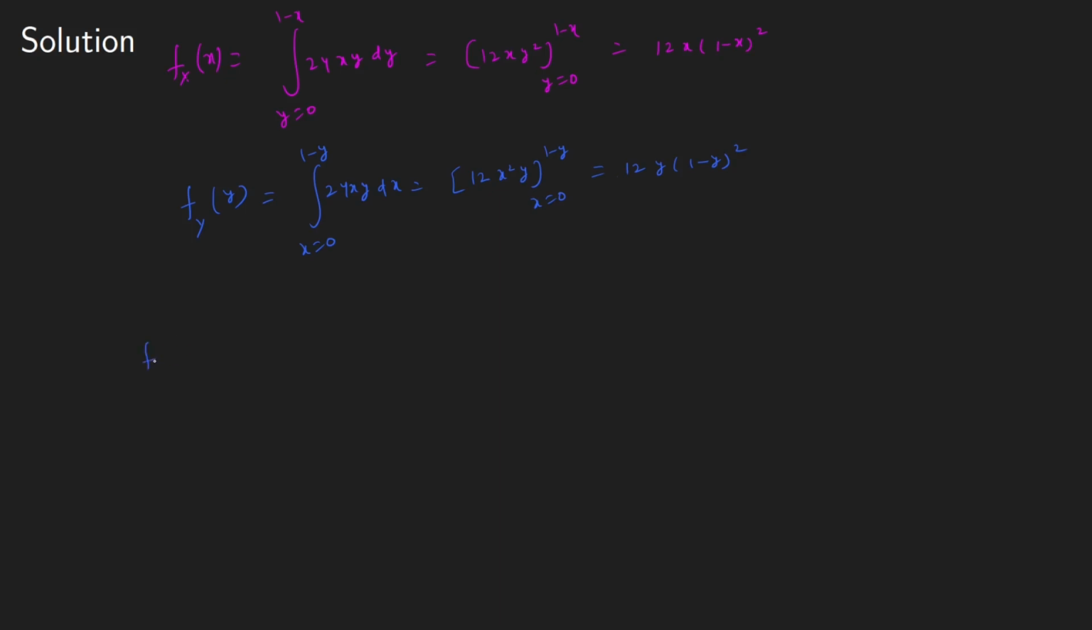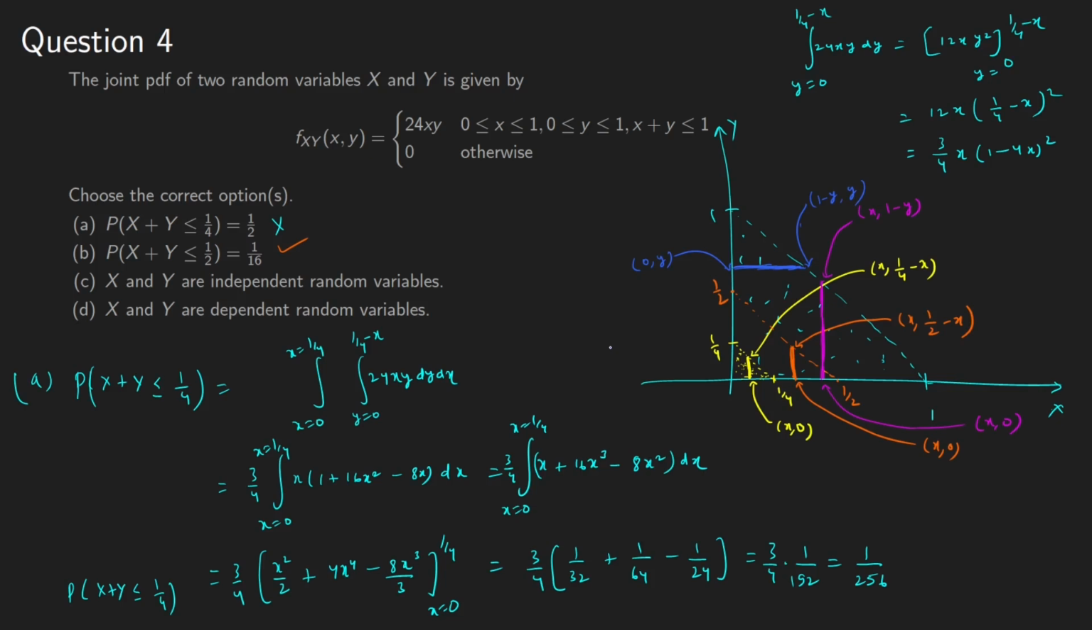If you multiply the marginal PDFs of x and y, it will be 144xy times (1 minus x) squared times (1 minus y) squared, which is clearly not equal to the joint PDF of x comma y. So these random variables x and y are not independent. So the third option is incorrect and the fourth option is correct. So the second and fourth options are correct.